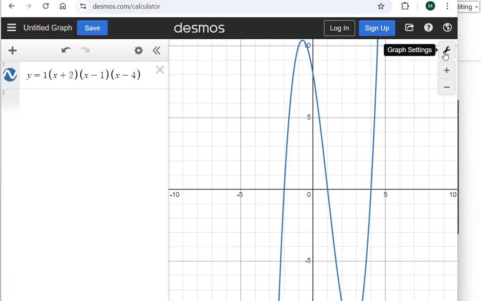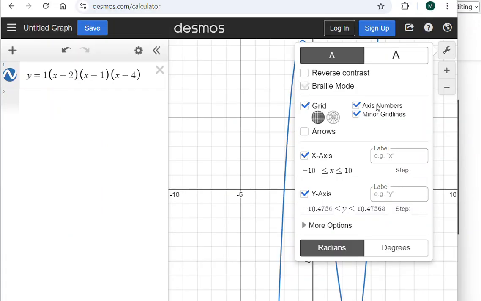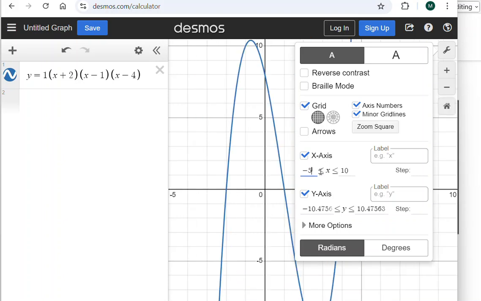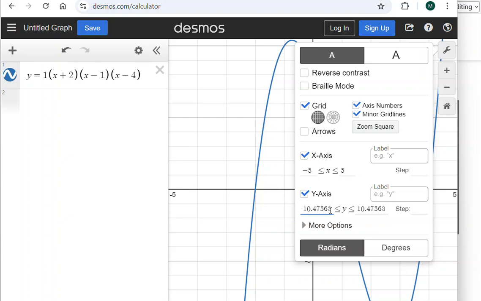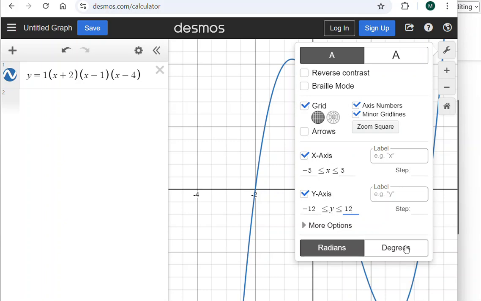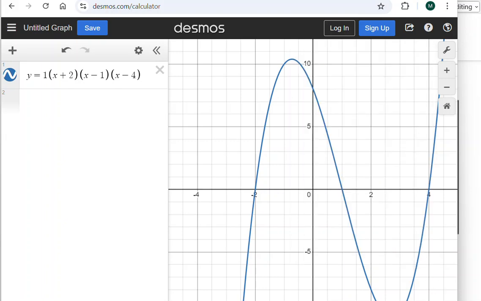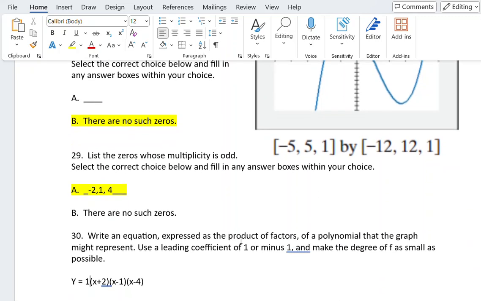If I wanted to, I could use the window button to set the scale to match. So to do that, I'm going from -5 to 5 and -12 to 12 on the y-axis. So I can change those here. Then it looks a little bit more like my graph in the picture. But what I really want to check is the x-intercepts and make sure that they are at the same points that my picture shows where they are supposed to be. Then finally, I want to identify the y-intercept.